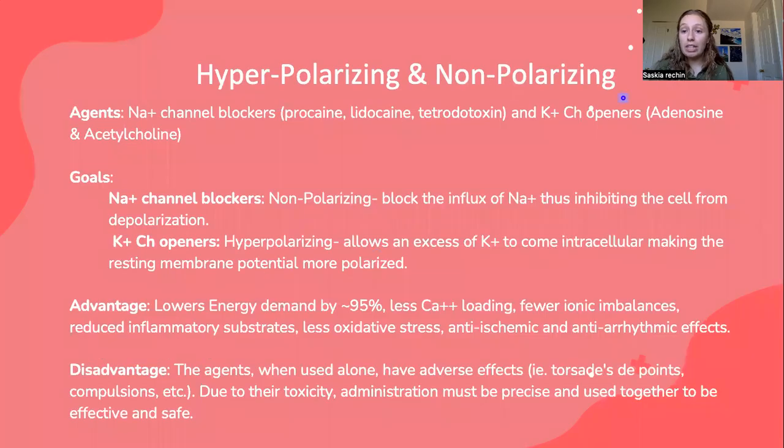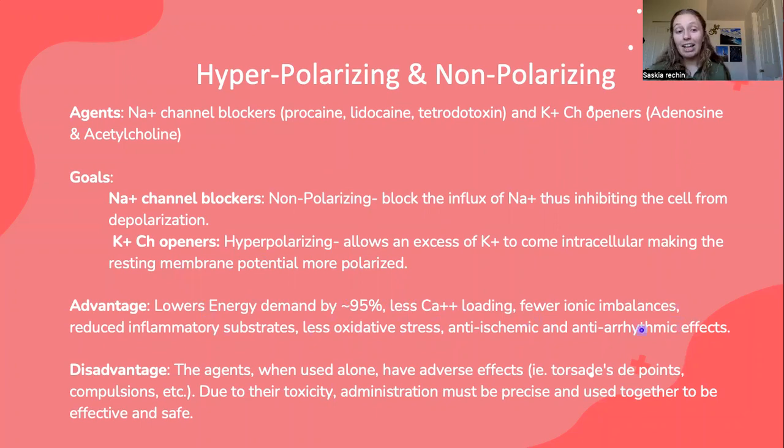Then next is hyperpolarizing and non-polarizing cardioplegias. It generally utilizes two agents, your sodium voltage gated channel blockers and your potassium channel openers. Sodium channel blockers do that non-polarizing mechanism. They block the influx of sodium, thus stopping that cell from being capable of depolarization. And then you have your potassium channel openers, which accomplish that hyperpolarizing mechanism. They allow for excess potassium to come intracellularly and cause that resting membrane potential to become more polarized. They have a higher energy demand decrease, 95% versus the 81% with depolarizing arrest. They have less calcium loading, fewer ionic imbalances, and they are protective against inflammation, oxidative stress, ischemia, and arrhythmia.